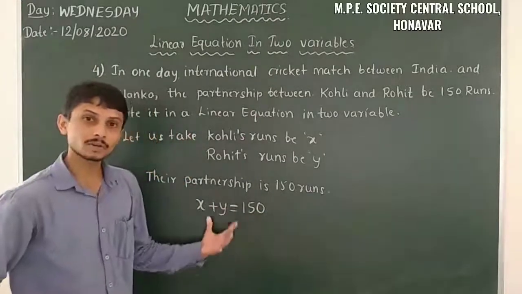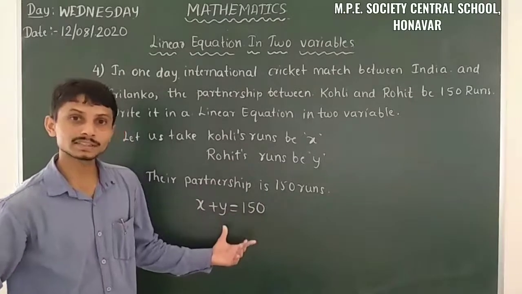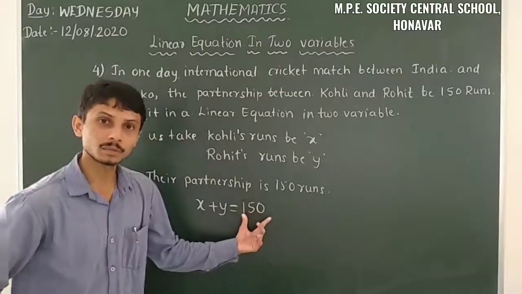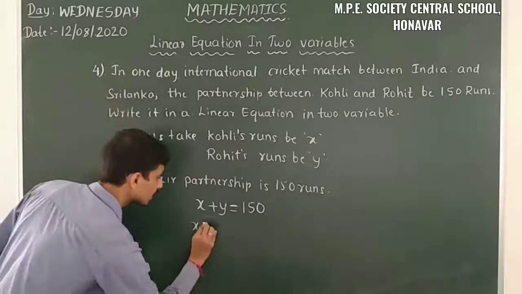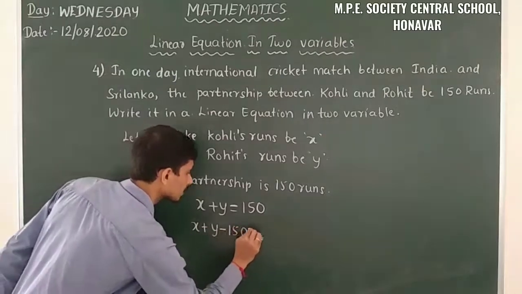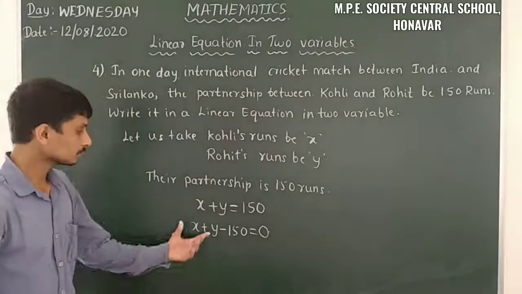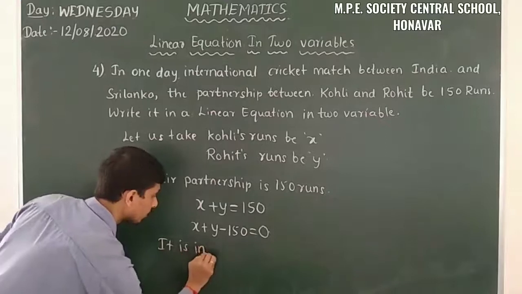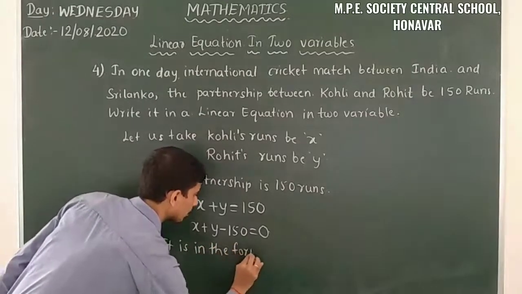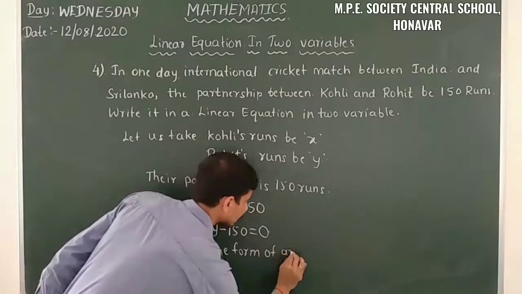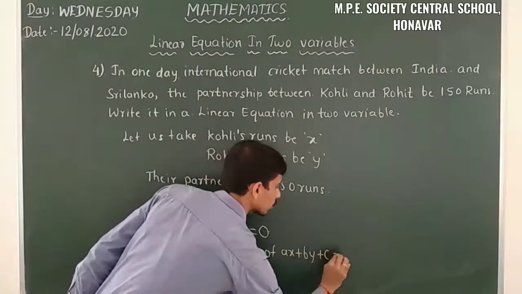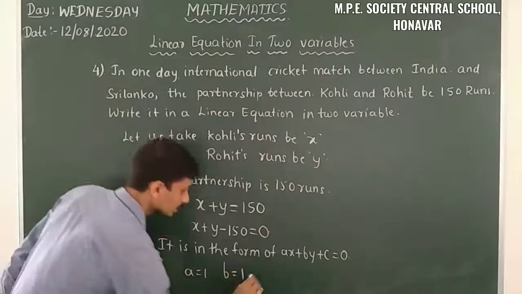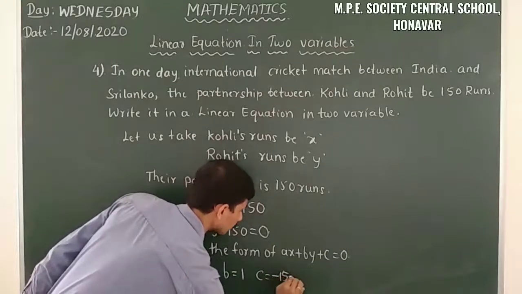After that we have to convert it into the form of a linear equation in two variables, that is, in the form of ax plus by plus c is equal to 0. For that we have to transpose this 150 to the LHS. That is x plus y minus 150 is equal to 0. Then we compare it with ax plus by plus c is equal to 0. Here a is equal to 1, b is equal to 1 and c is equal to minus 150.